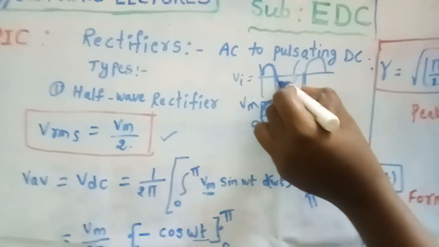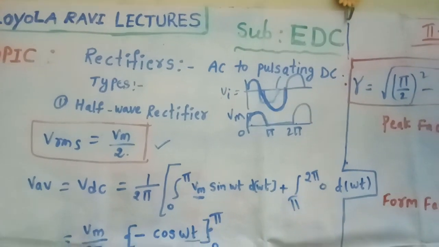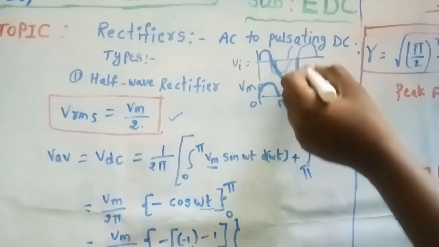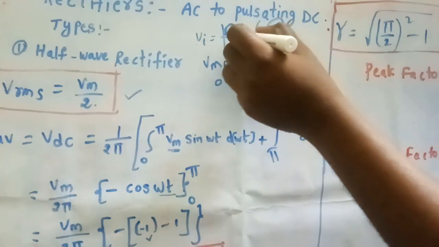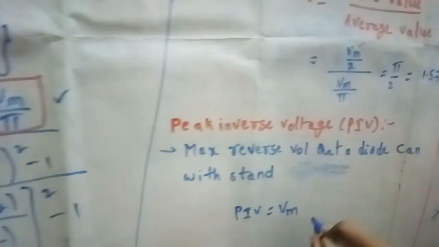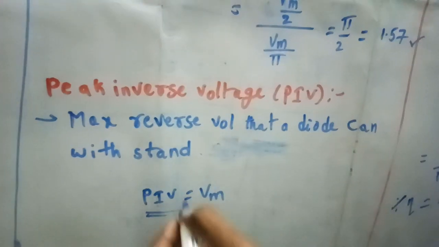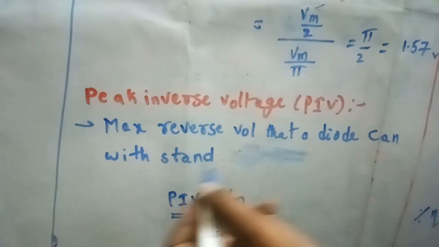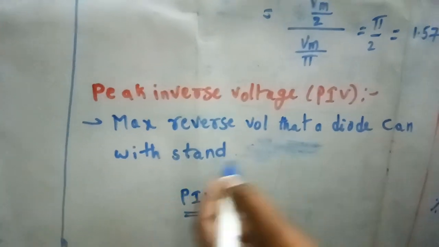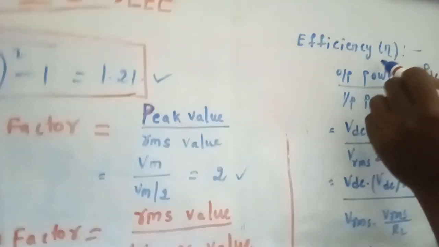For example, this is the reverse voltage. For the reverse voltage, how many diodes are withstanding? One diode. What is this voltage? It is Vm. For one diode, we have Vm. That's why the peak inverse voltage is Vm. The reverse voltage which the diode can withstand, that is the peak inverse voltage. For the half wave rectifier, Vm. Then go for the next one, efficiency.